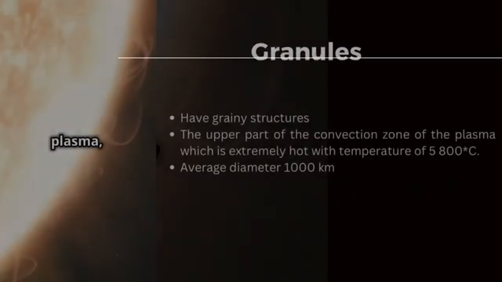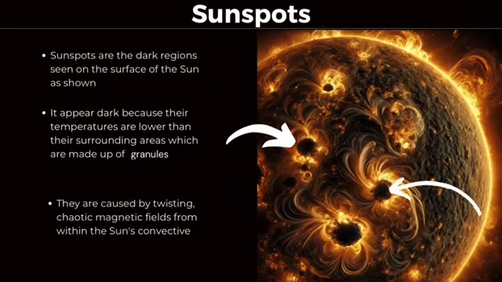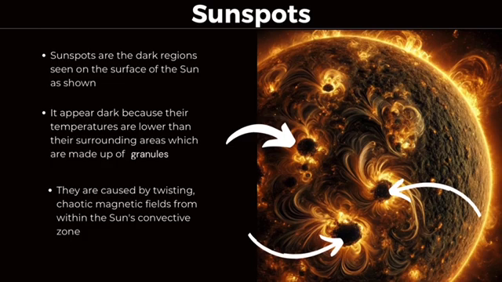Granules. Granules have grainy structures. They are the upper part of the convection zone of the plasma, which is extremely hot with a temperature of 5800 Celsius. Sunspot. Sunspots are regions seen on the surface of the Sun, as shown on the right. They appear dark because the temperatures are lower than the surrounding areas, which are made up of granules.